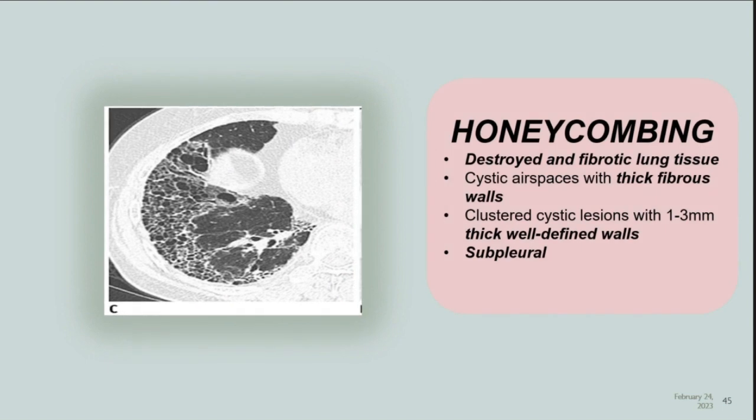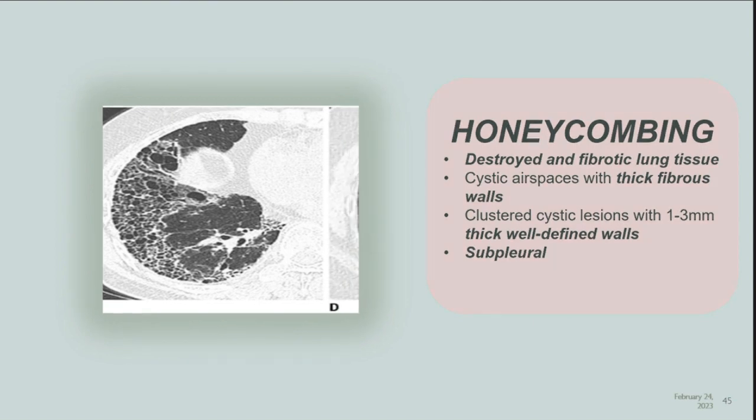Honeycombing represents destroyed and fibrotic lung tissue containing numerous cystic air spaces with thick fibrous walls, indicative of the late stages of various lung diseases. Radiologically, it appears as clustered cystic lesions with 1 to 3 mm thick, well-defined walls in the subpleural region. Cysts are larger in size, lack a subpleural distribution, do not show associated fibrosis, and are isolated lesions in comparison with honeycombing.